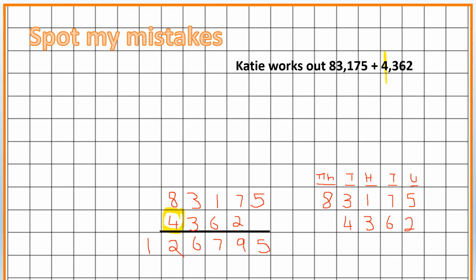So added together, I won't draw the line. 5 and 2 units is 7 units. 7 tens add 6 tens is 13 tens, or 130. 300 add 100 is 400. Adding the extra 100 here, 500. 4,000 add 3,000 is 7,000. And then 8 tens of thousands. So the answer should be 87,537.